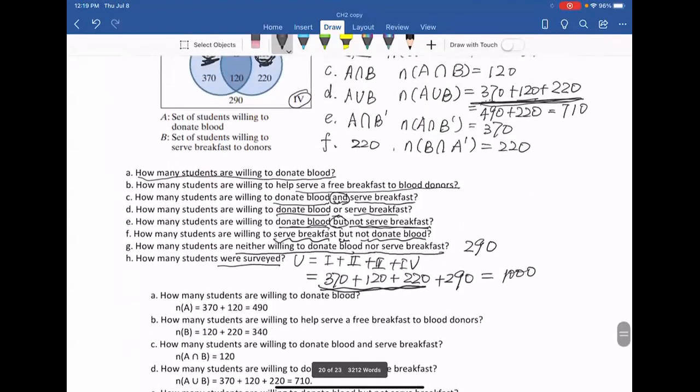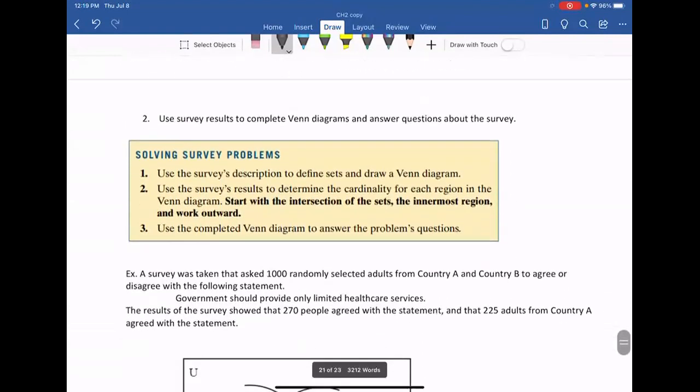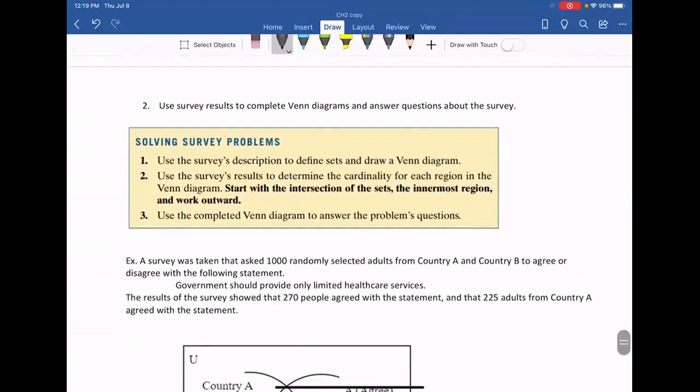F is yes. Okay, let's move on to the next part. Use survey results to complete Venn diagrams and answer questions about the survey.